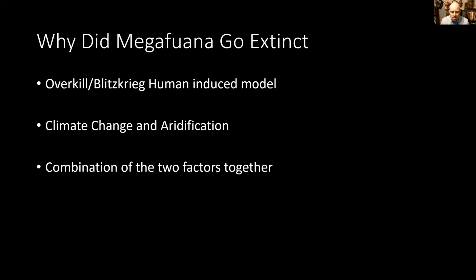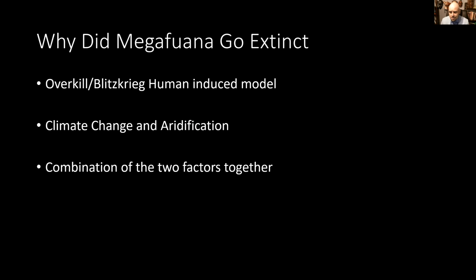Now the question is, what caused them to go extinct? And there are different theories. One of them is an overkill theory, that humans hunted these animals. They weren't used to humans. They didn't know to be afraid of them necessarily. They didn't evolve along with them. And so they were easy to hunt, easy to kill, and humans killed them off.